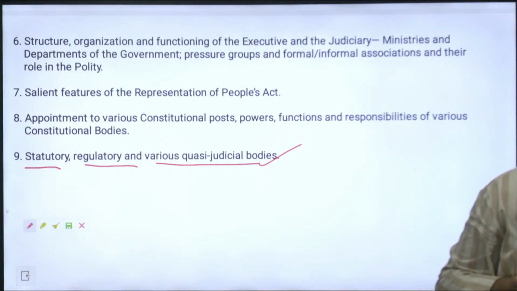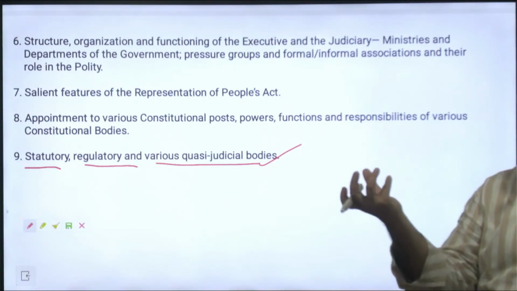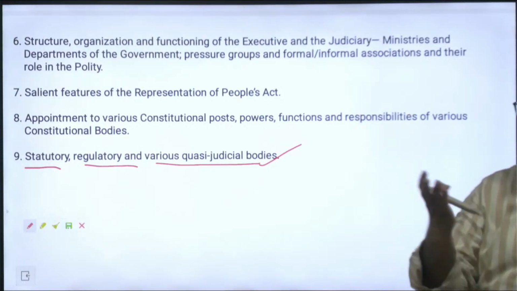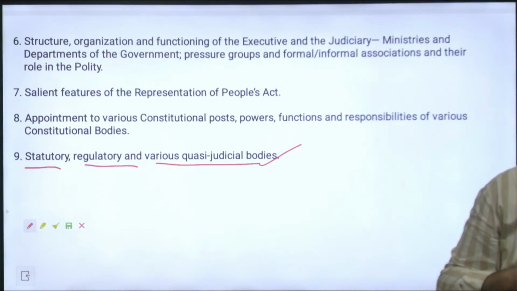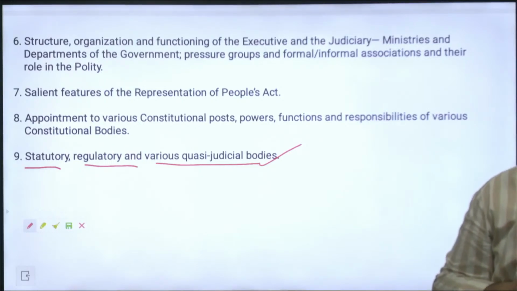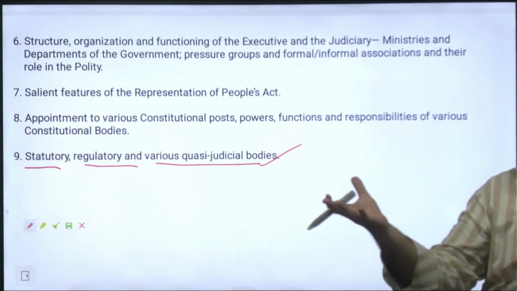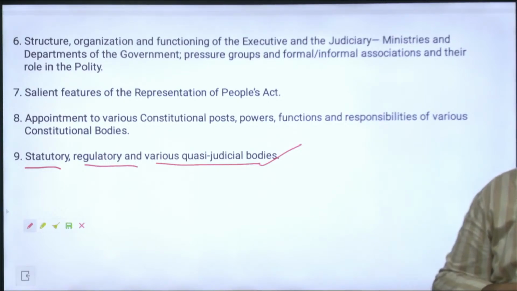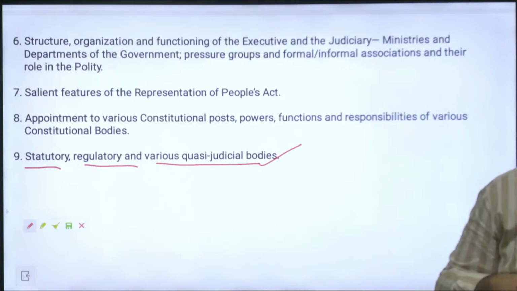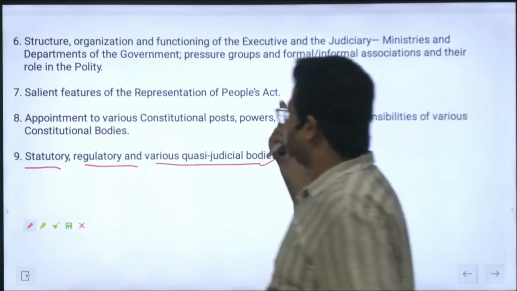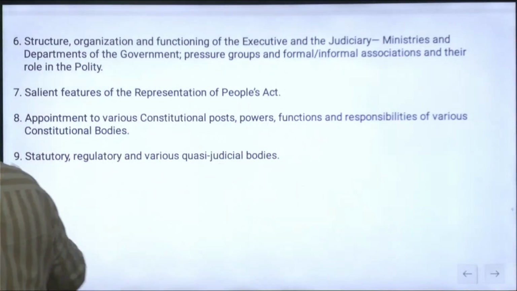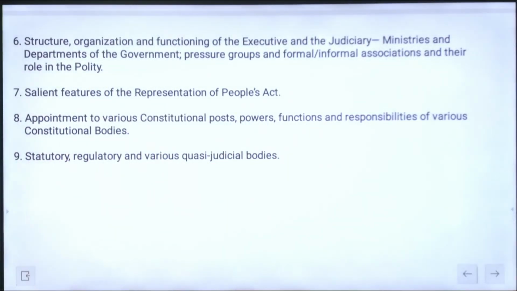Quasi-judicial bodies have functions of the judiciary also. I've given you the example. Again, SEBI can be quasi-judicial. It punishes those who mislead in the stock market, who produce wrong information. Similarly, RBI also gives punishment, an ombudsman for that, yes or no? NHRC. So these are the bodies which come under this, and this is the syllabus given by the UPSC.